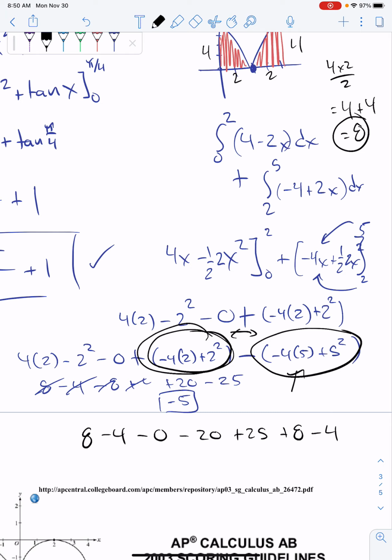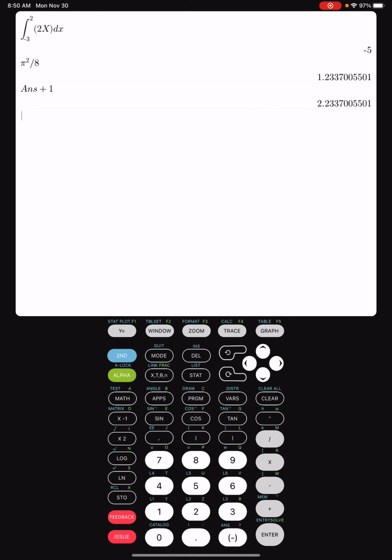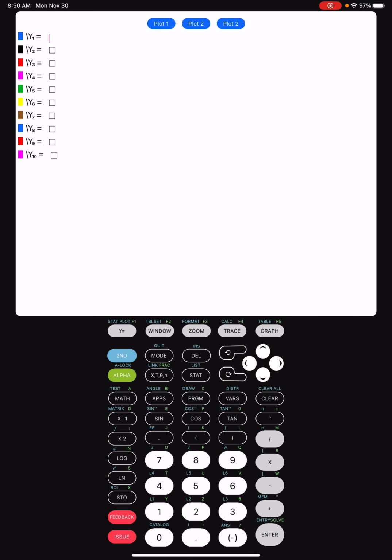So let's see what happens now. I've got 8 minus 4 is 4. 8 minus 4 is 4. Negative 20 plus 25 is 5. So 4, 4, and a 5. My algebra is still wrong in here somewhere. I'm assuming maybe our graph is a little bit wrong. Let's look at this really quick.